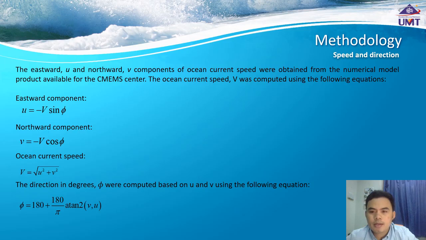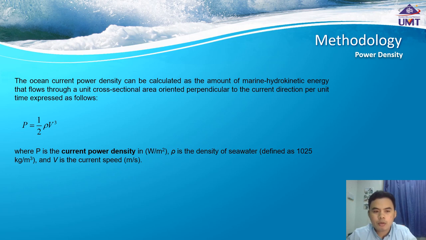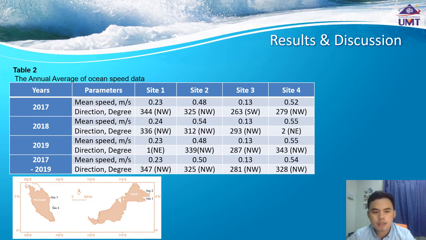For the speed and direction, we calculate using this equation. The eastward component and northward component, and then we can compute the ocean current speed using this equation. Also the degree of direction using this equation. For current power density, we calculate using the following equation, where P is the current power density with a unit of watt per meter square, rho is the seawater density, which we define as 1035 kilogram per meter cubic, and V is the current velocity.